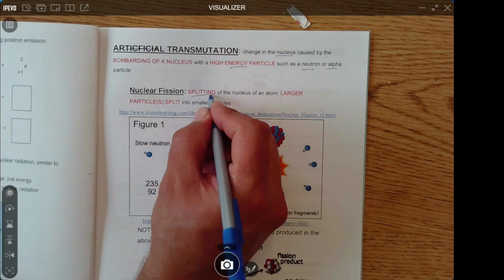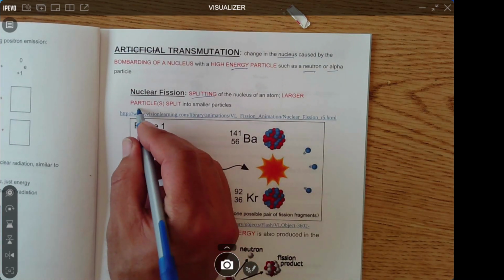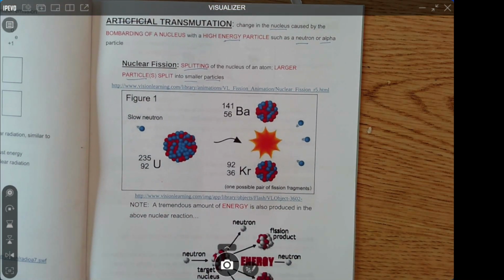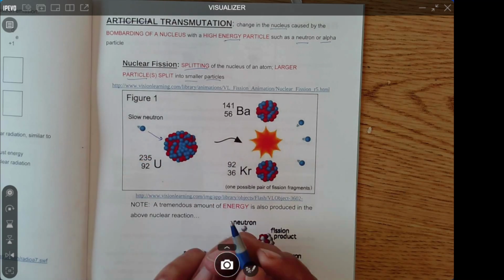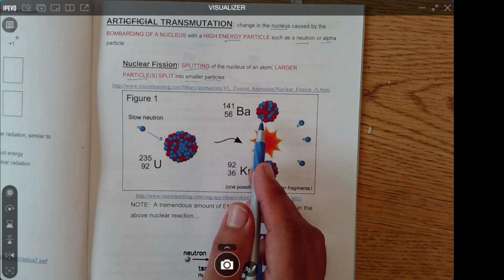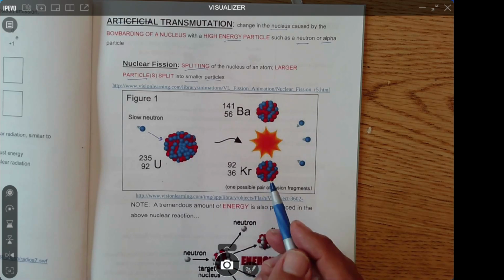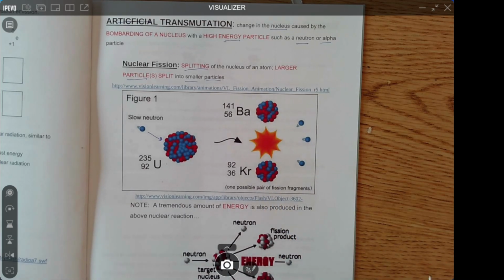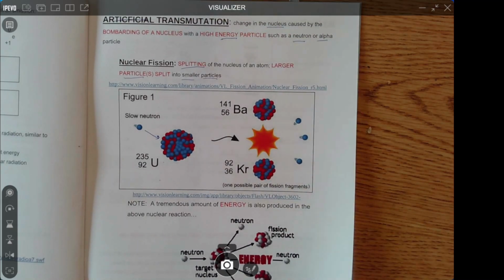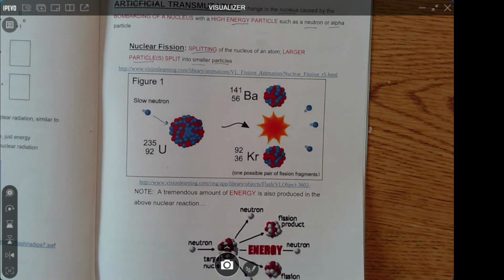Nuclear fission. This is the splitting of a nucleus of an atom. If it's a large particle, we'll split it into smaller particles. For example, a nice slow neutron colliding with uranium-235 will form, among other things, barium and krypton elements. Completely different elements, therefore transmutation.